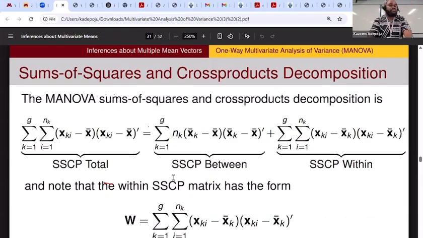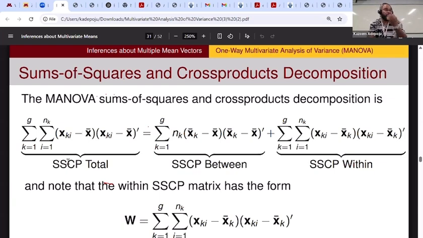Now, the other time, we had a way to decompose the sum of square total into sum of square between and the sum of square error for the univariate case. We're also going to have the same in the multivariate case. Take a look at that. Instead of writing x minus x bar all squared, we are writing that in matrix form. And we're going to call that the sum of squares and cross product decomposition. So take a look at that.